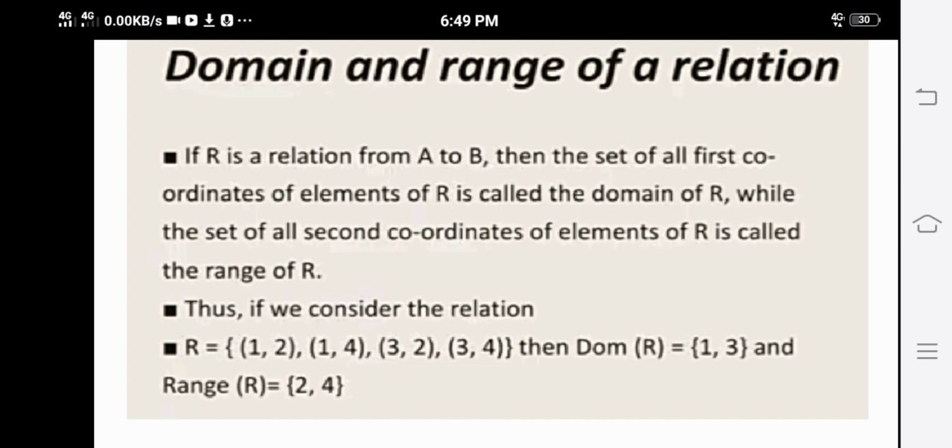Now let's talk about the domain and the range of a relation. If R is a relation from A to B, then the set of all first coordinates of elements of R is called the domain of R, while the set of all second coordinates of elements of R is called the range of R. Thus, if we consider the relation R equals the following set: the ordered pairs (1, 2), (4, 1), (4, 3), (2, 3), (4, ...). Then the domain are 1 and 3. And also, the range are 2 and 4.